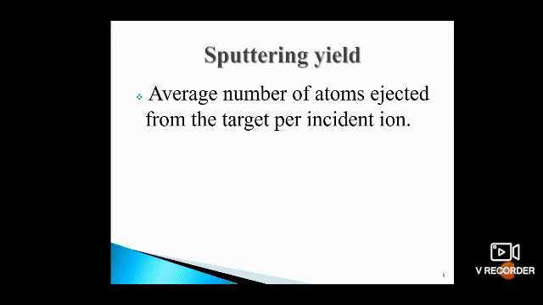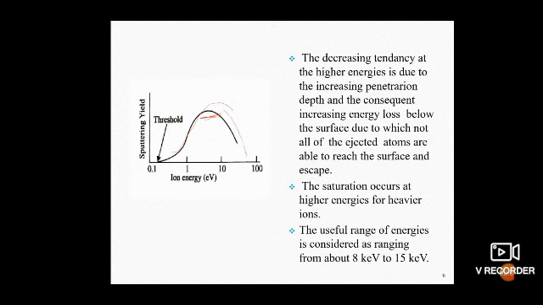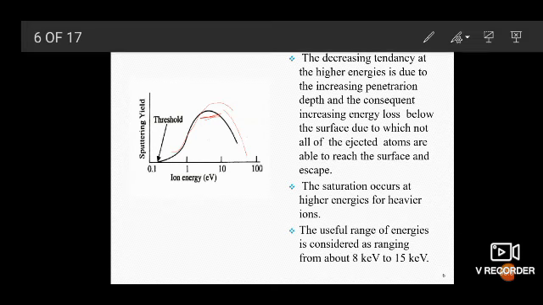And now, sputtering yield. One important quantity relevant to the process of sputtering is the sputtering yield. It is the average number of atoms ejected from the target per incident ion. Now you can see a figure which shows a typical yield curve for the sputtering process. In this figure, the yield of the sputtered species is plotted against the incident ion energy. There exists a threshold for the process.